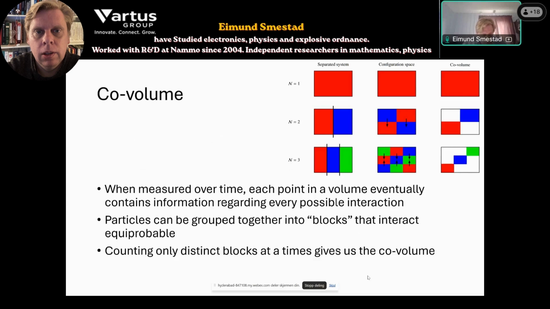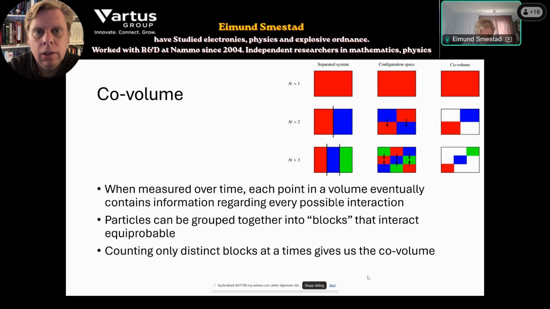Co-volume. There are three main parts to the new co-volume model. Part one is that when we measure over time, each point in a volume eventually contains information regarding every possible interaction. Part two is that the particles can be grouped together into blocks that interact equiprobably. These two parts are illustrated in the configuration space above in the figure.